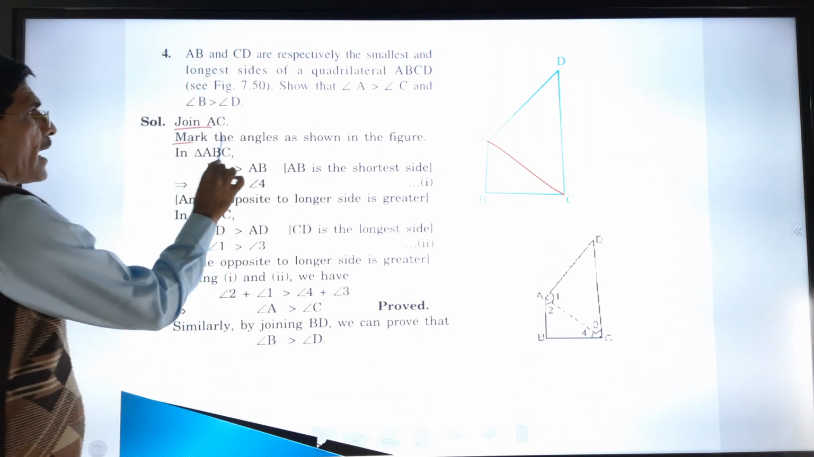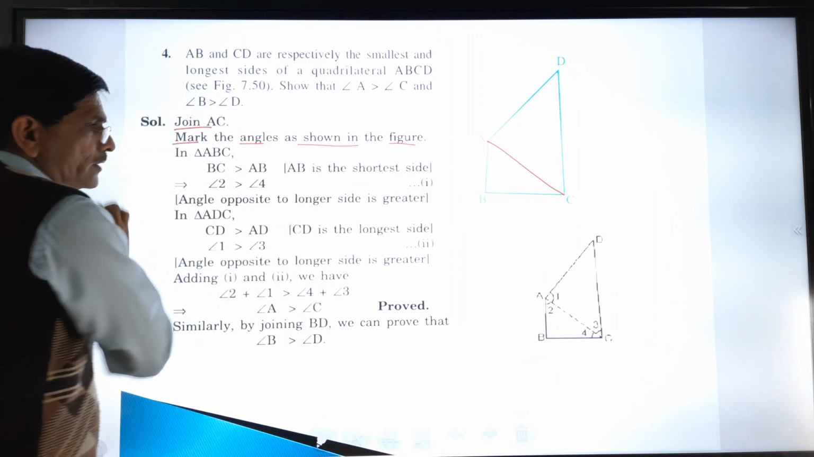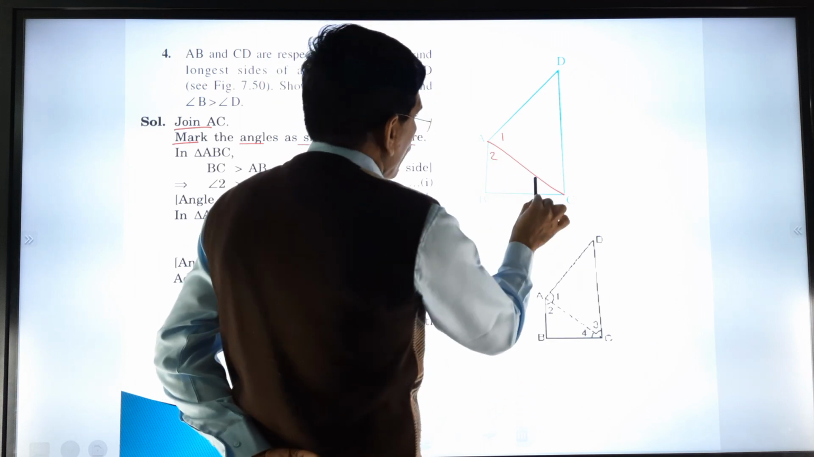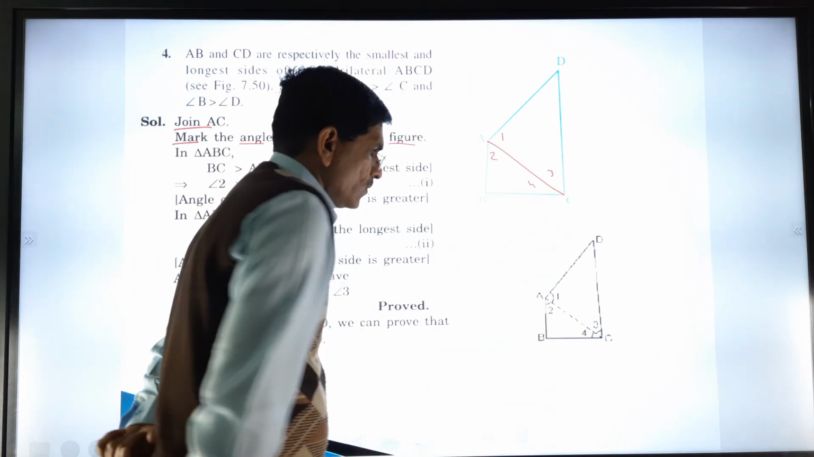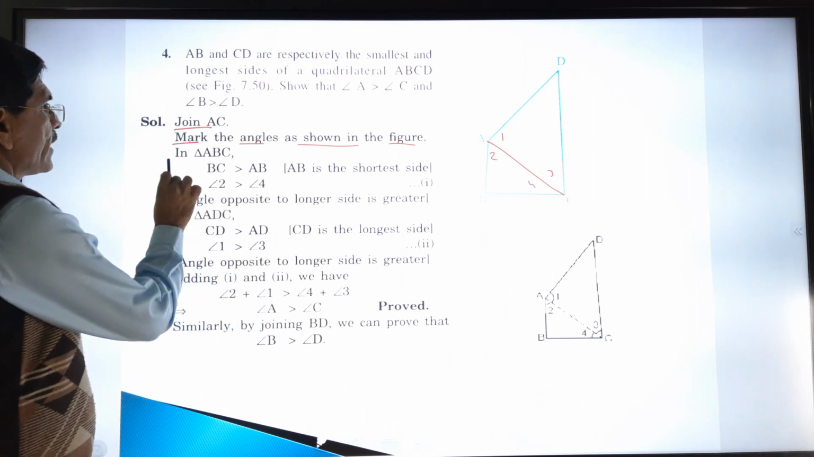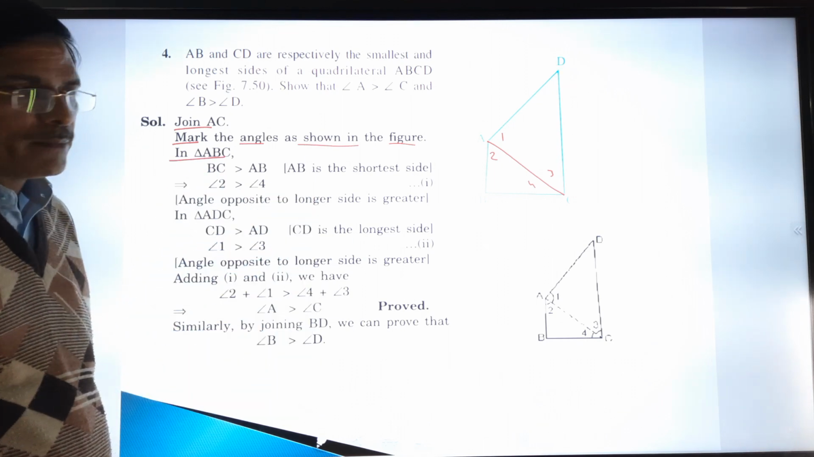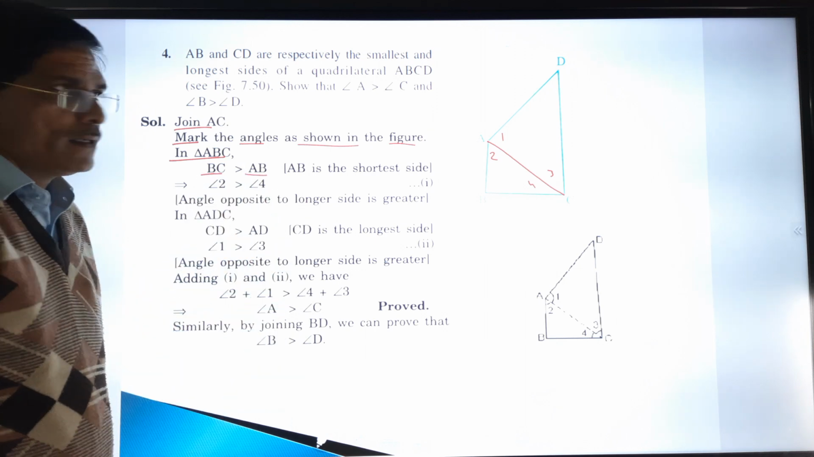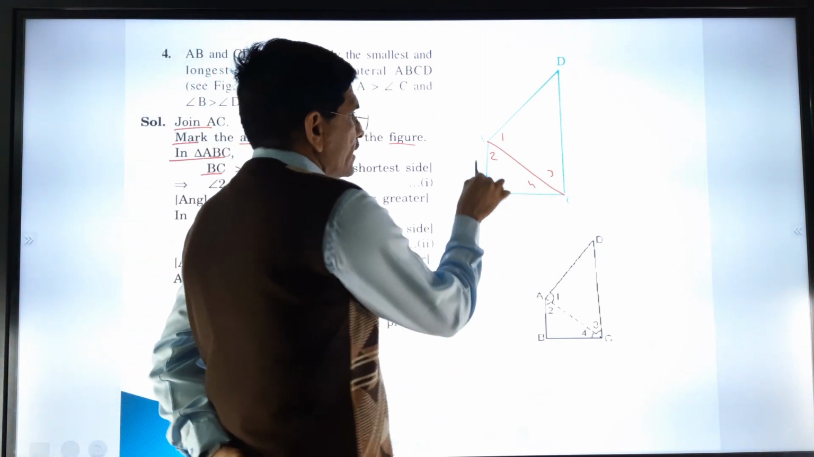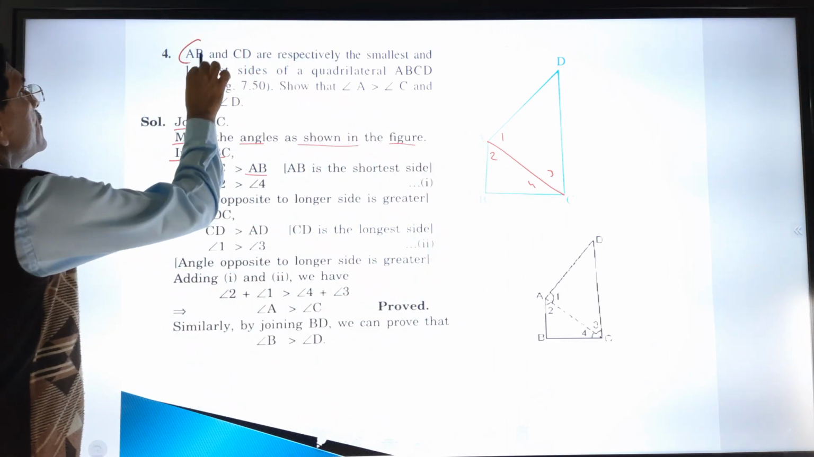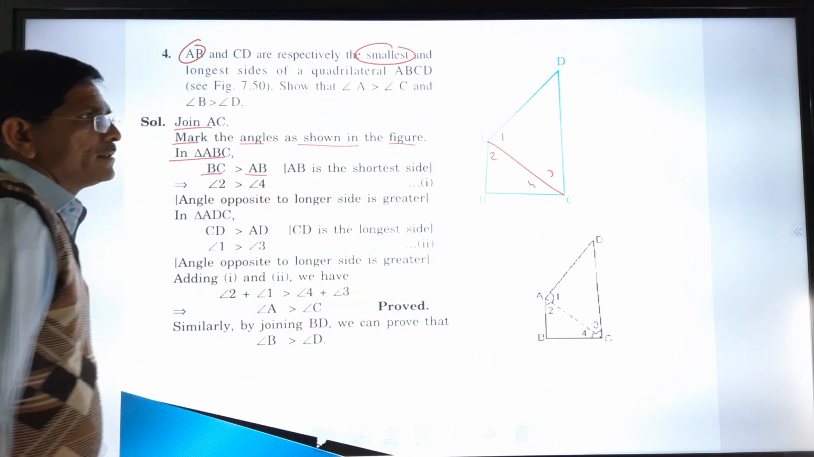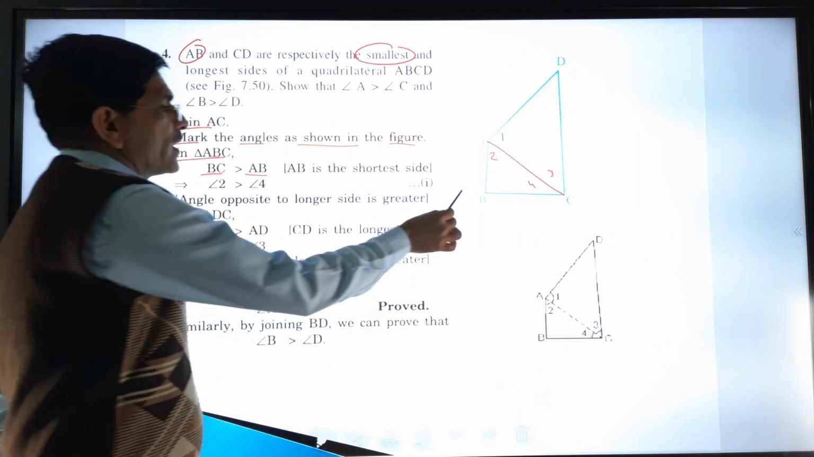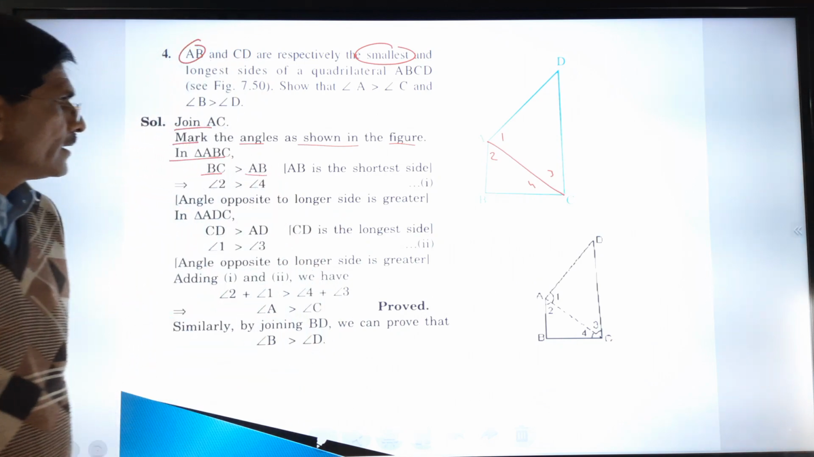Join AC, mark the angle as shown in the figure. So you will see that we have already named them 1, 2, 3 and 4. Now in triangle ABC, BC is greater than AB. Why? BC is greater than AB because AB is the smallest side. So we can say BC is greater than AB.